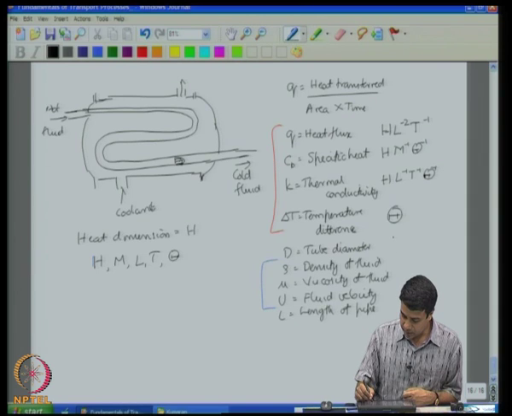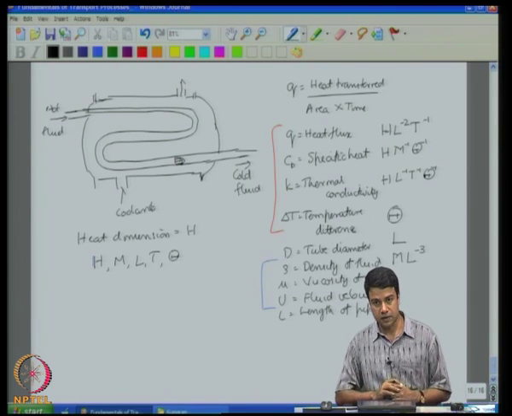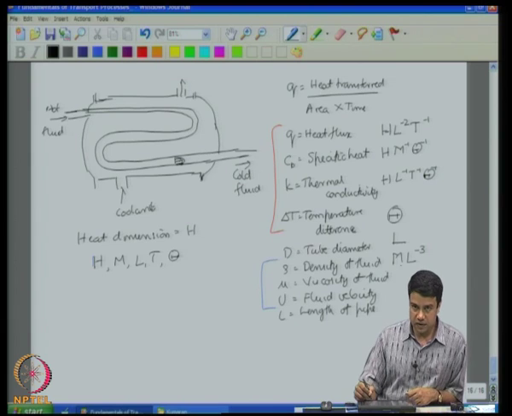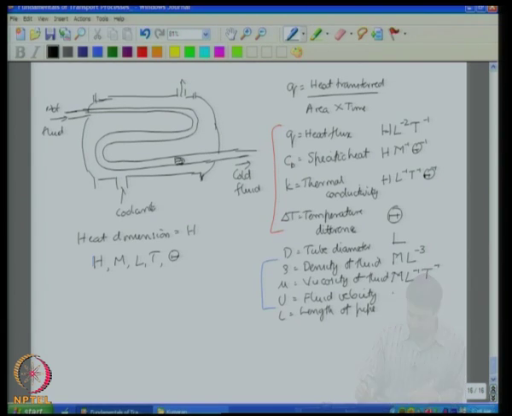Tube diameter has dimension of L as usual. Density is a mechanical quantity. So, it has dimensions of m L power minus 3. Okay. The viscosity has dimensions of m L inverse T inverse. Fluid velocity is L T inverse, and the pipe diameter has dimensions of L. Okay. So, now I should have 4 dimensionless variables.